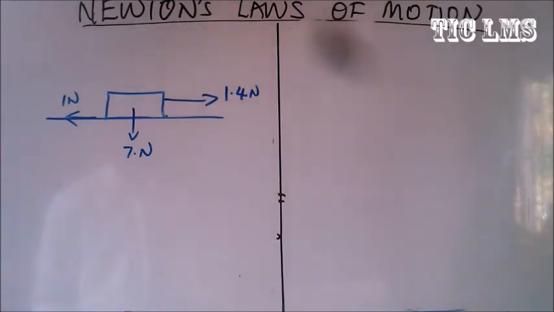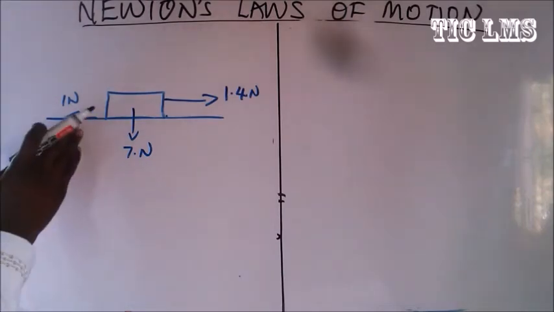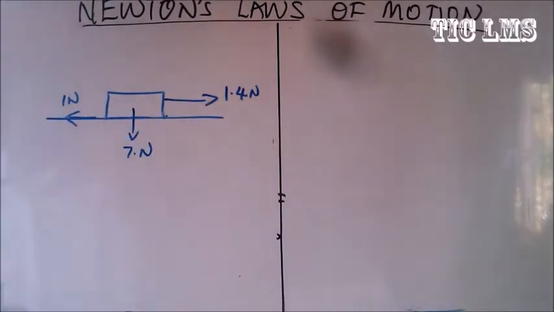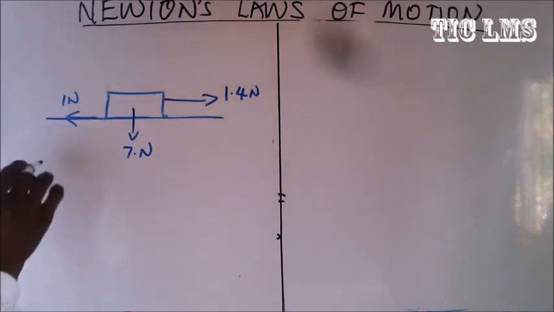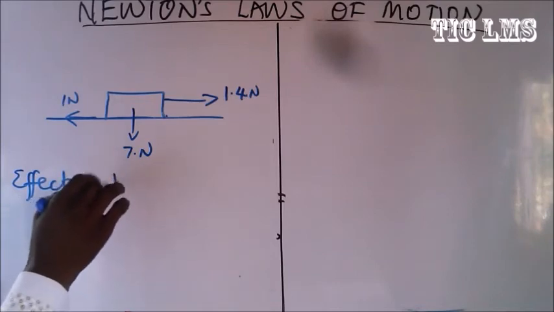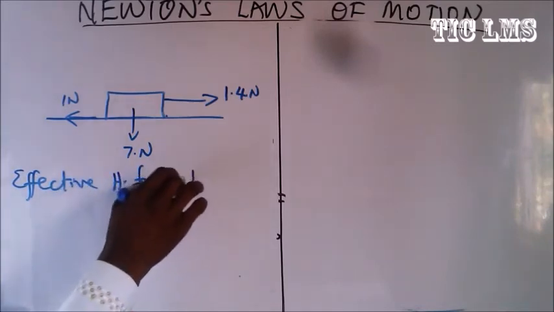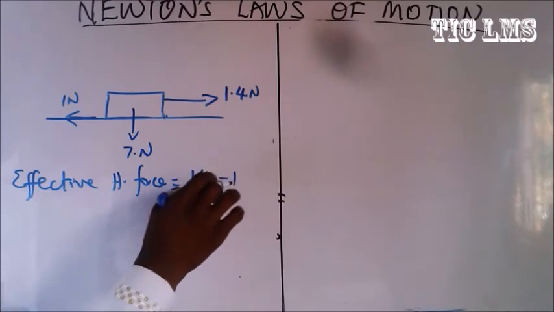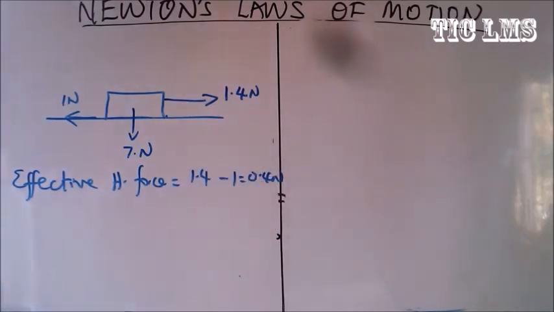Now the force pulled it for 4 seconds. So we have to calculate the velocity with which the block moves. Now the first thing we need to do is to get the resultant horizontal force. Here we have 1 Newton and we have 1.4 Newton. So this 1.4 Newton is greater than 1 Newton. So we have the effective horizontal force is 1.4 minus 1 Newton, and that leaves us with 0.4 Newton. And so the body moves in this direction.